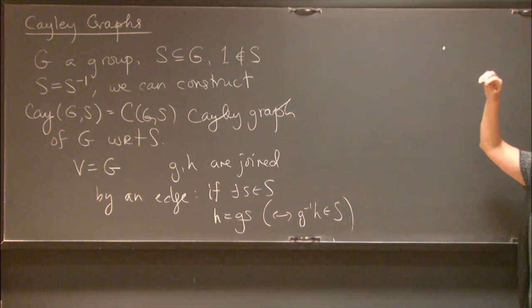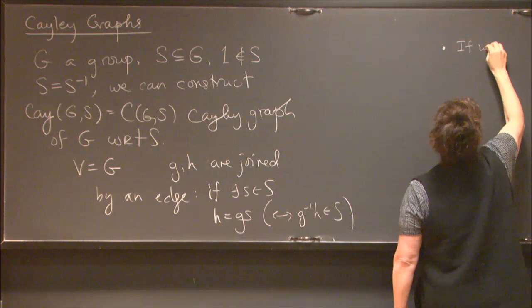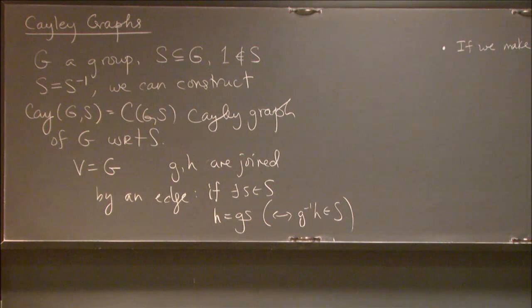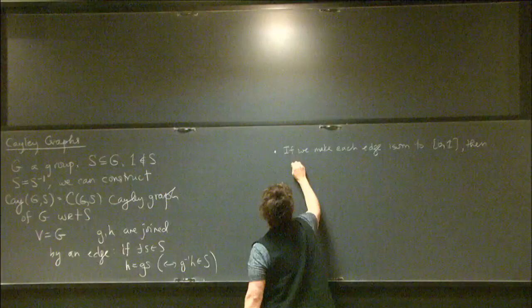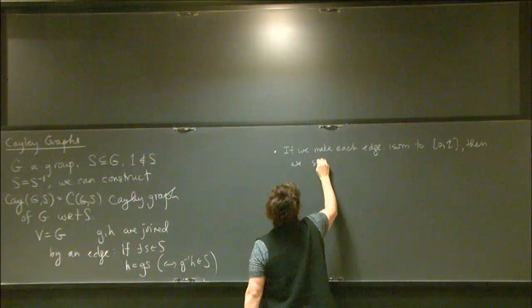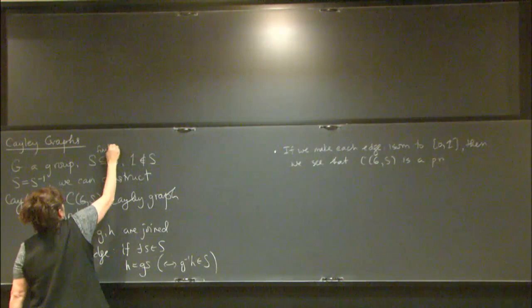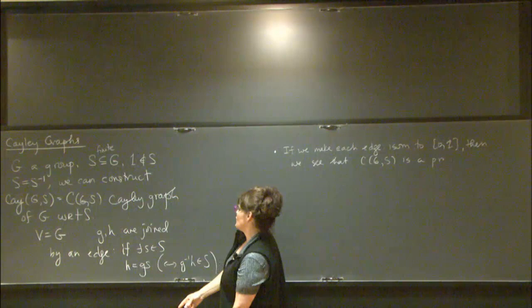So the first is that if we make each edge isometric to the unit interval, then we see that the Cayley graph is a proper, I should have said S is finite. I guess I never said that. Finite generating set. I haven't said this yet, so I should say it.